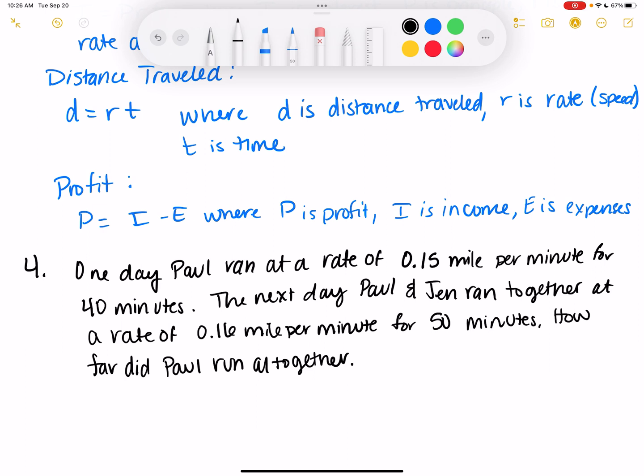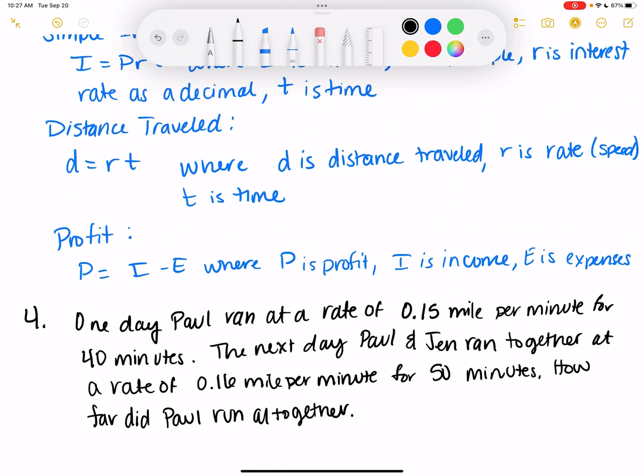All right, so with this one, what are we trying to solve for? Or what does it ultimately want? How far Paul ran. Since we have everything in miles per minute, our final units are in miles. Now, it doesn't tell us that he ran 1 mile on day 1 and 2 miles on day 2 or something like that. So we're going to have to figure out how many miles he ran on day 1 and then how many he ran on day 2 using this distance traveled formula, okay?